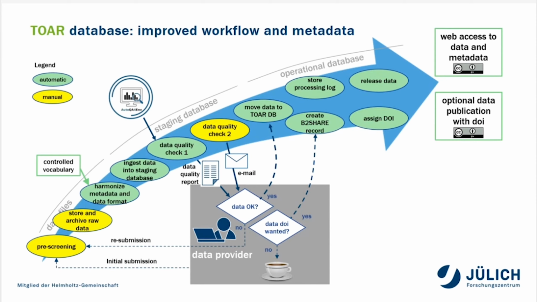And if we create the B2SHARE record, then as part of this a DOI, a digital object identifier, will be assigned, and we then have this optional data publication with the DOI that we can make available to the community.